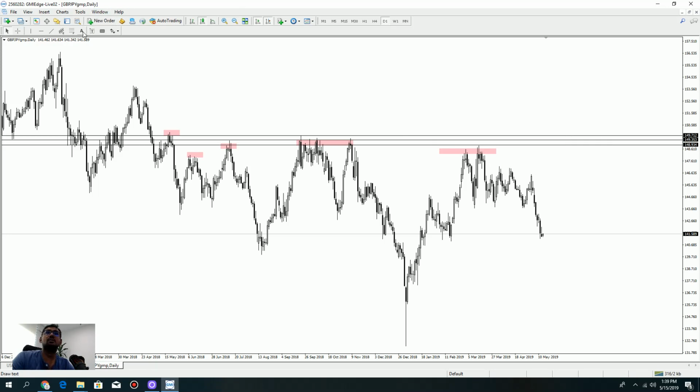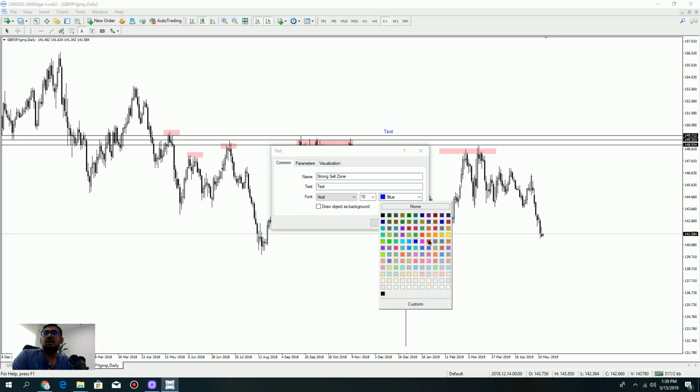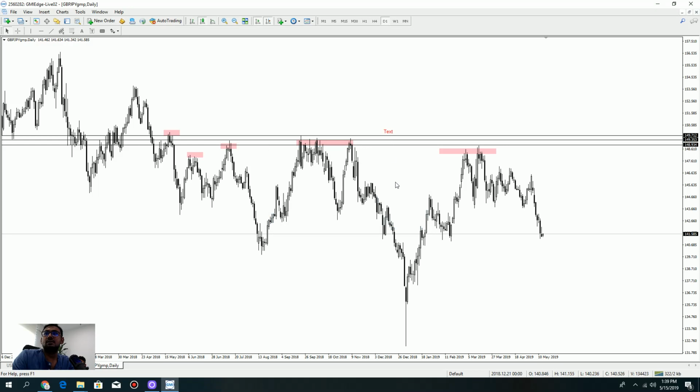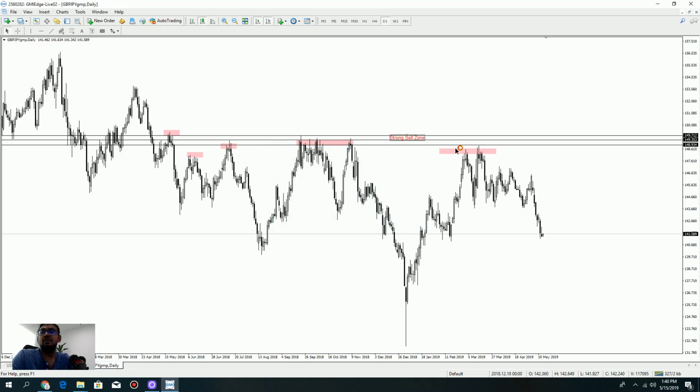So I'm going to mark on my chart strong sell zone. Okay, let me turn it to red color. Strong, sorry. Okay, strong sell zone.